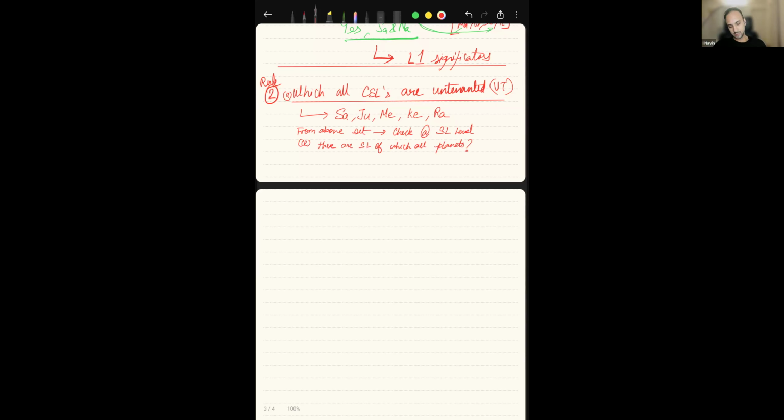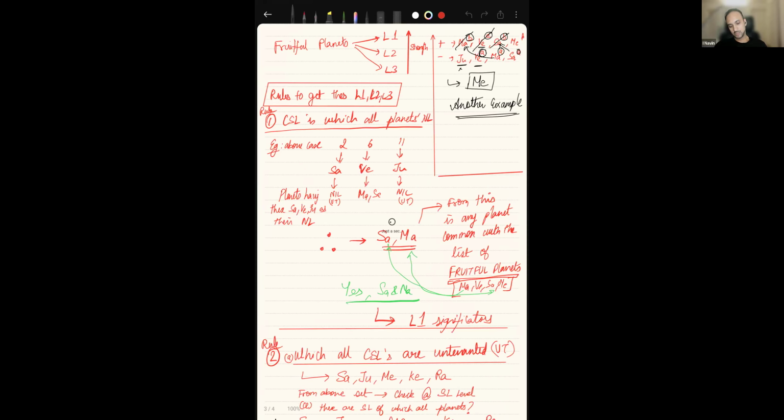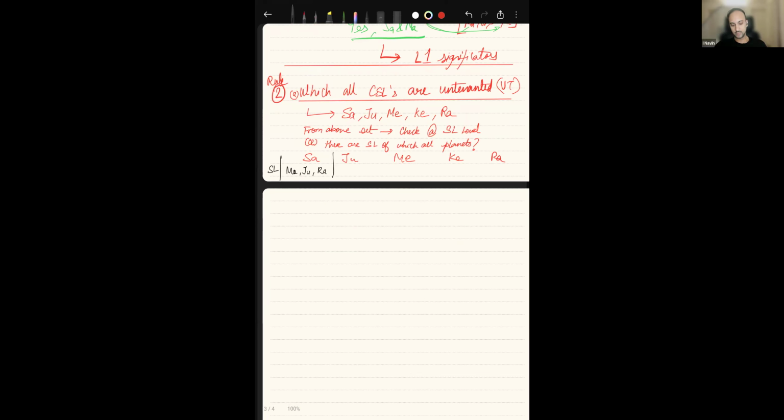Let's first take Saturn, then we have Jupiter, then Mercury, then Ketu, then Rahu. Tell me, Saturn is SL of which all? Moon, Jupiter, Rahu. Jupiter. Okay. Next is Jupiter. Jupiter becomes SL of which all planets? Only Venus. Okay.